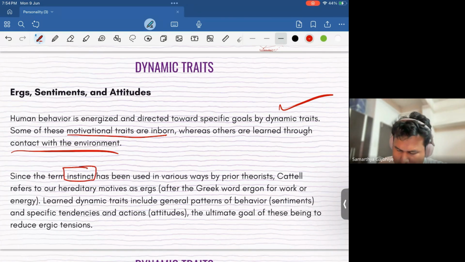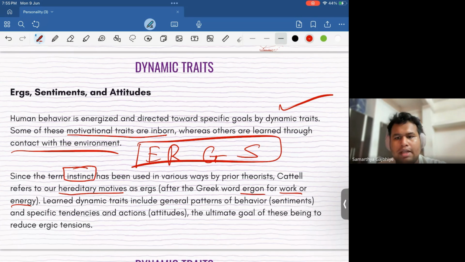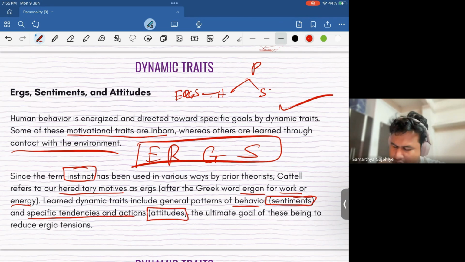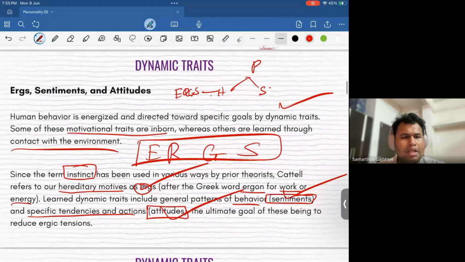अब instinct जो word है, that had already been used by different theorists in different theories. So Cattell said that he will refer to hereditary motive and hereditary parts of personality as ergs, after the Greek word ergon for work or energy. Ergs, he said, are the hereditary part of personality, hereditary motives. Okay. So if there's a personality, there's hereditary parts and there is socially learned parts. So hereditary parts are known as ergs. Okay. Learned dynamic traits include general pattern of behavior, which he called sentiments, and specific tendencies and actions he called attitudes. So ergs, sentiments, and attitudes. Okay. This is how we defined some aspects of personality.